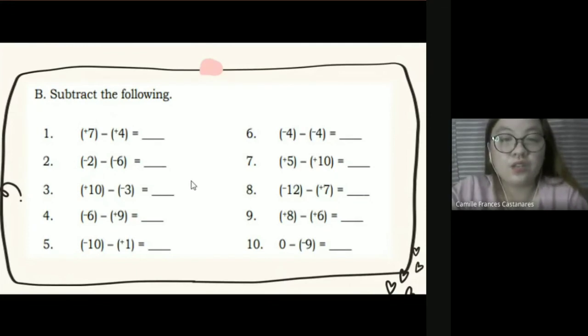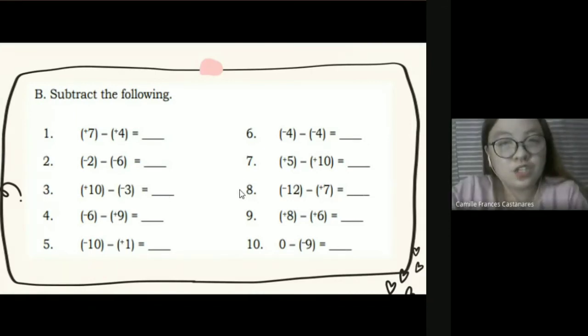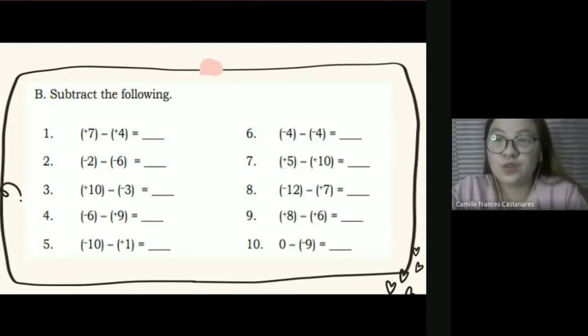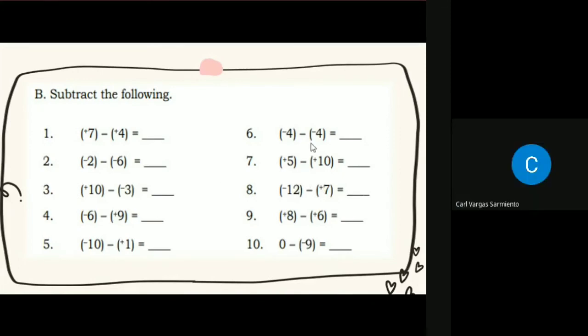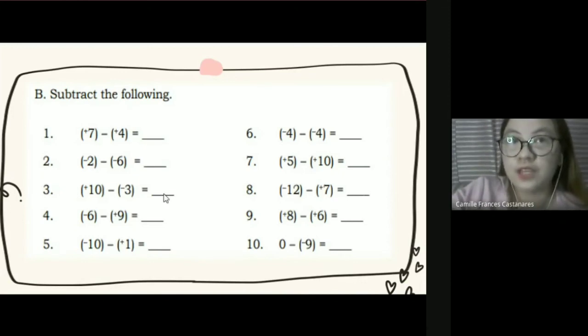Next, part 2 or subtract the following integers. So, meron tayong tandaan, keep, change, change. First, keep the first number. Next, ano yung i-change? Yung minus to plus. Okay, very good. And then, another change, ano yung... Opposite po nung second number. Okay, very good. Opposite ng second number. After that, after natin mag-keep, change, change, anong gagawin?